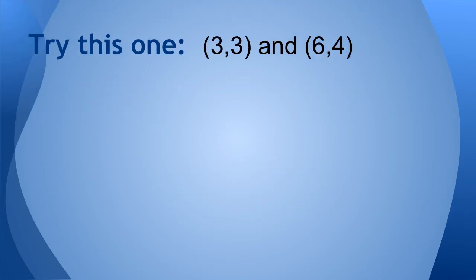Okay, so it's time for you to try. I want to know the equation of the line that passes through 3, 3 and 6, 4. So step number 1, you're going to find the slope. So pause me while you do that and come back to check.